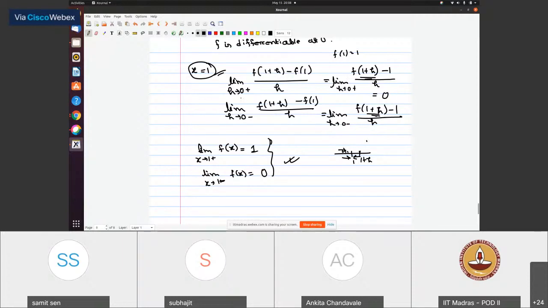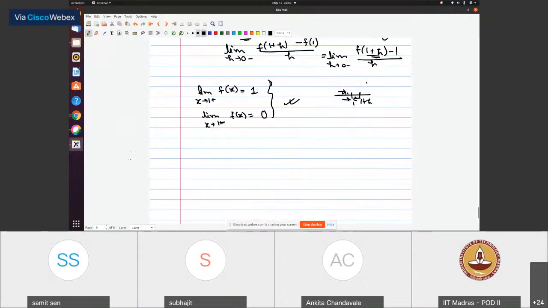Because I am taking h to be 0 plus or 0 minus. That's generally how we define this function, right? So for checking differentiability at some point, I am checking this limit, right? That is the definition of differentiability. If this limit exists, then it is differentiable. Now, for checking whether this limit exists or not, we have to check this.